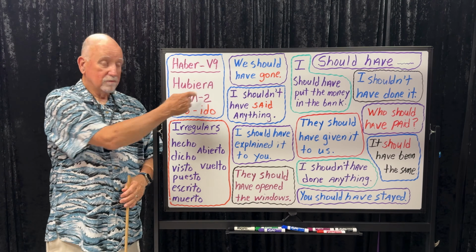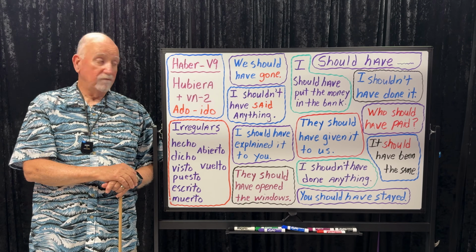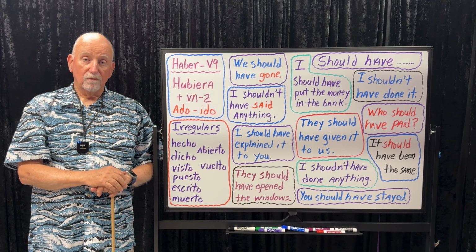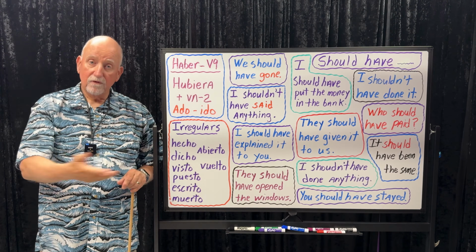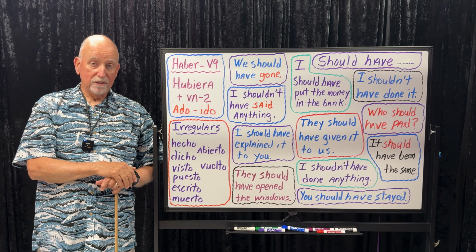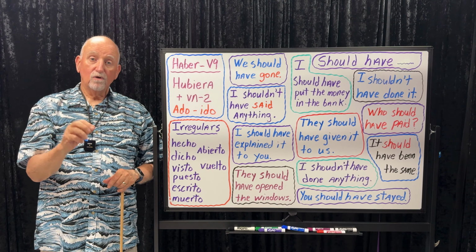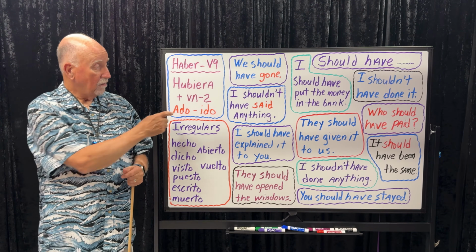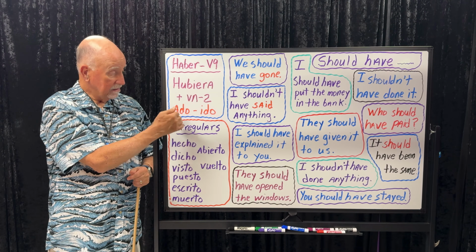What are the other forms? Well, you should have, you just add an S, hubieras. The él, ella, usted form is the same as hubiera. The we form, just add MOS and put an accent mark on the E if you're writing it. Hubiéramos, we should have. And they should have, just add an N, the N factor. Hubieran, they should have.